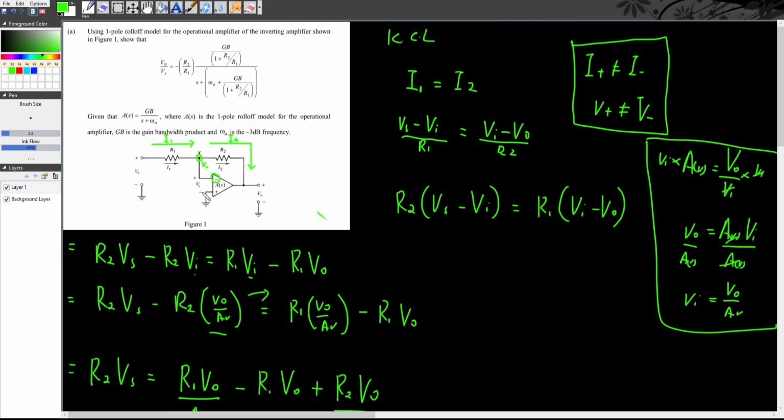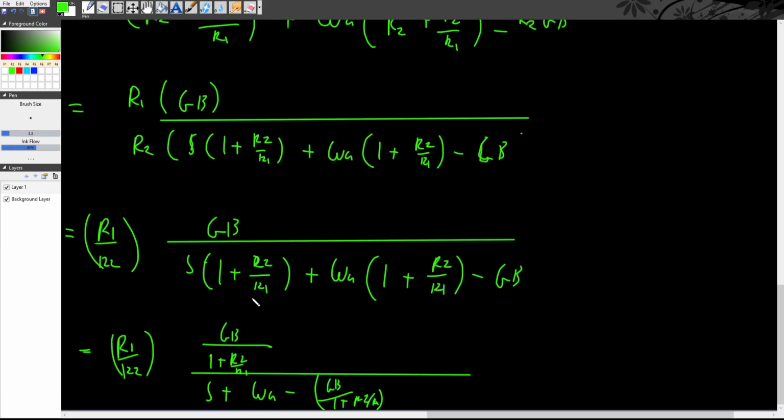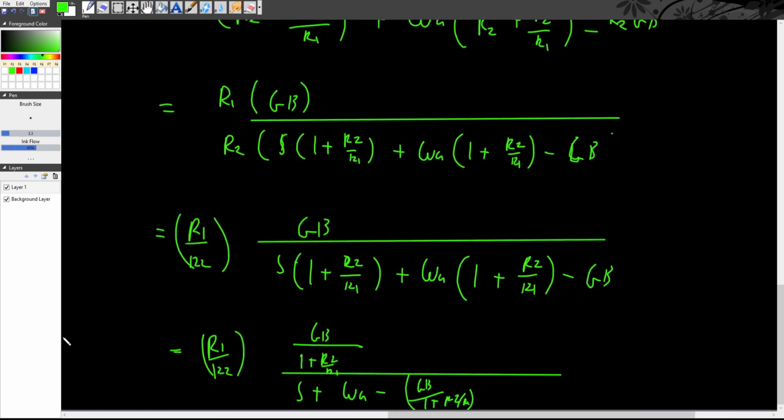But the thing is, this is an inverting amplifier, because the voltage is going into the negative part of the operational amplifier. So the negative sign at the front here does show that the gain is that of an inverting amplifier. So by doing that, if we just add a minus sign right here, then this question is complete.